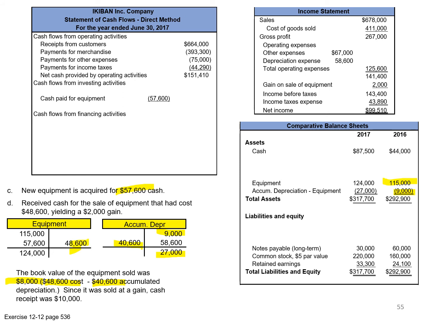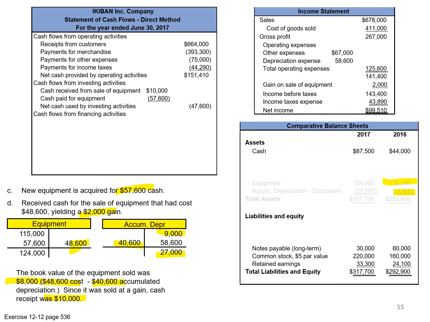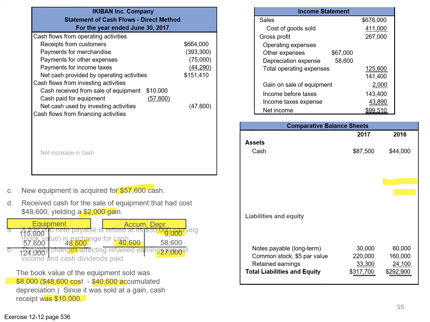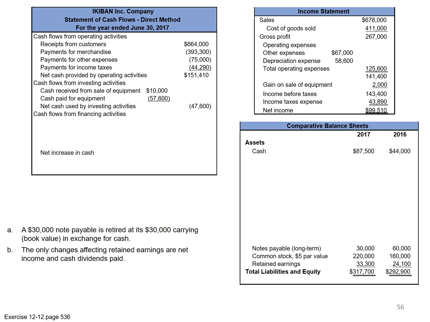It was sold at a gain. So if it's sold at a gain and we got $2,000 plus our cost of 8, that is going to be a total of $10,000 of cash. So cash received from sale of equipment, we're going to increase by 10. Net cash used by investing activities is $47,600. All right, then we have financing activities, right? So they tell us that we retired a note in exchange for $30,000 cash. So we're going to reduce our financing section by $30,000.